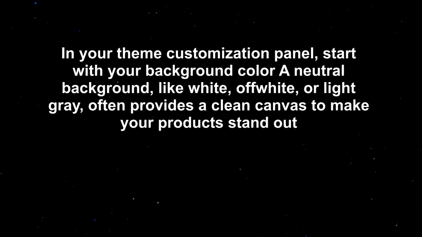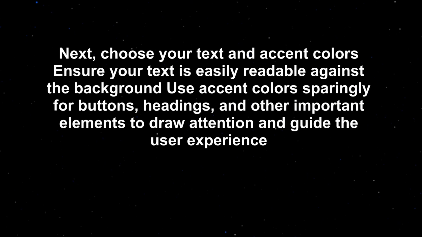In your theme customization panel, start with your background color. A neutral background, like white, off-white, or light gray, often provides a clean canvas to make your products stand out. Next, choose your text and accent colors. Ensure your text is easily readable against the background. Use accent colors sparingly for buttons, headings, and other important elements to draw attention and guide the user experience.